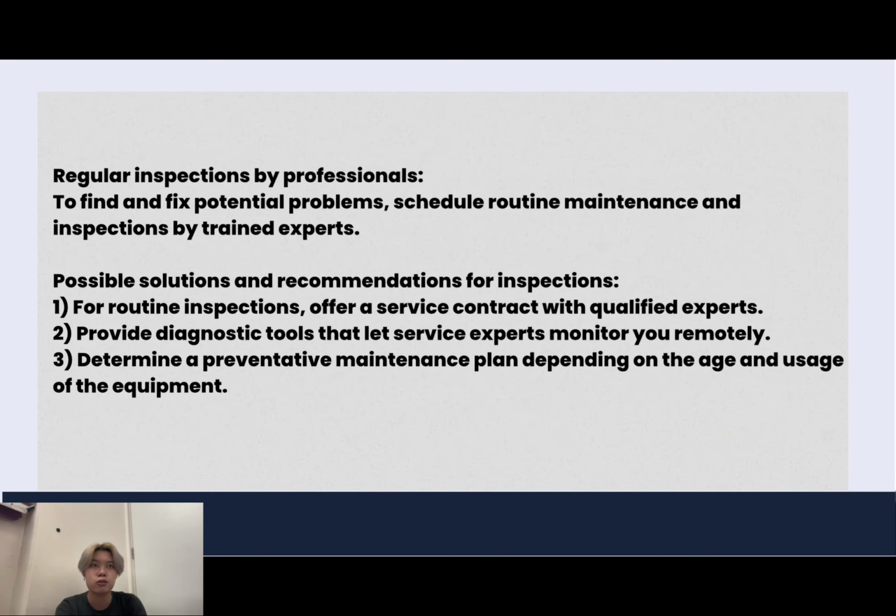Next, regular inspections by professionals. To find out and fix potential problems, schedule routine maintenance and inspections by trained experts. Possible solutions and recommendations for inspections include, firstly, for routine inspections, offer a service contract with qualified experts. Secondly, provide diagnostic tools that let service experts monitor remotely. Thirdly, determine a preventive maintenance plan depending on the age and usage of the equipment.